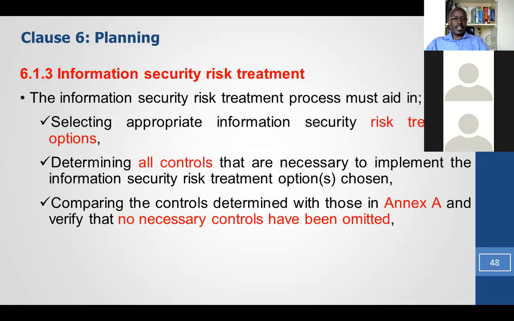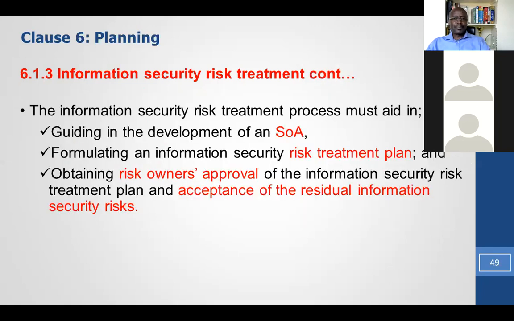Information security risk treatment is dealt with in clause 6.1.3, where the information security risk treatment process must aid in selecting appropriate information risk treatment options. This is where you select your risk treatment options, and later we'll see exactly what kind of options you're able to select. And determining that all controls that are necessary to implement information security risk treatment are chosen, you compare the controls determined with those in Annex A and verify that no controls are being left out.